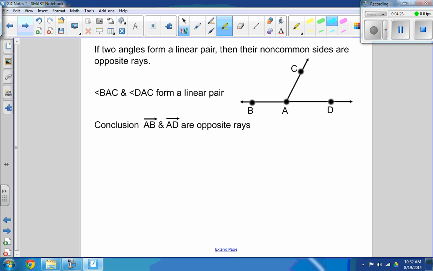Let's look at some more deductive reasoning. Back to some geometry concepts here. If two angles form a linear pair, then their non-common sides are opposite rays. So let's look at what we've got. Angle BAC and DAC form a linear pair. So this angle and this angle form a linear pair. So the conclusion is ray AB and ray AD are opposite rays. Well, opposite rays mean they are going in complete opposite directions.